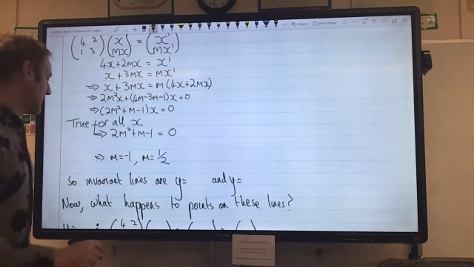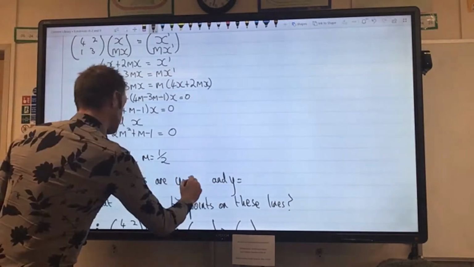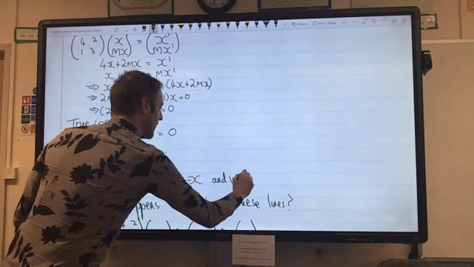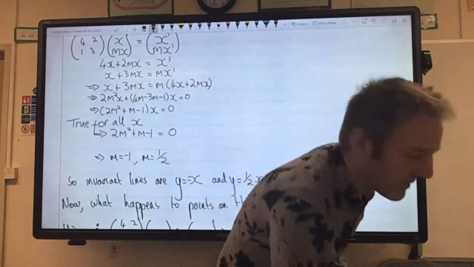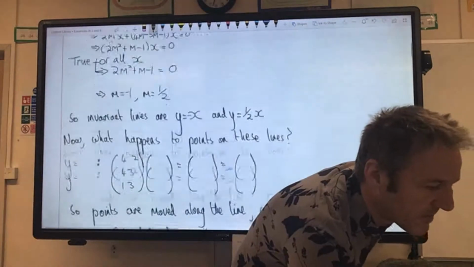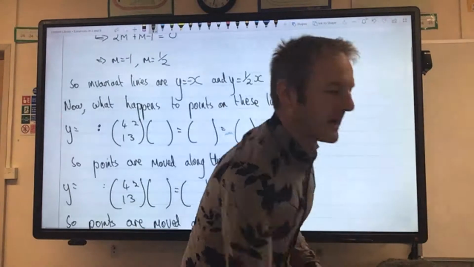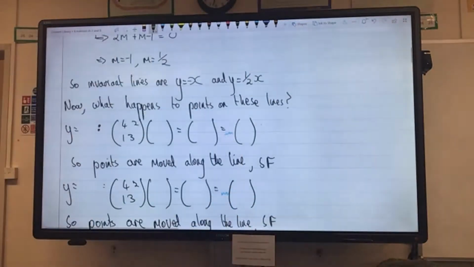All right, so the invariant lines are y equals minus x and y equals a half x. So far, no different from what you've done before. Okay, now I just want to investigate a little bit more what happens to points on those lines.